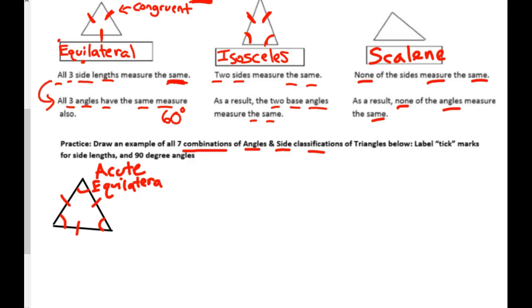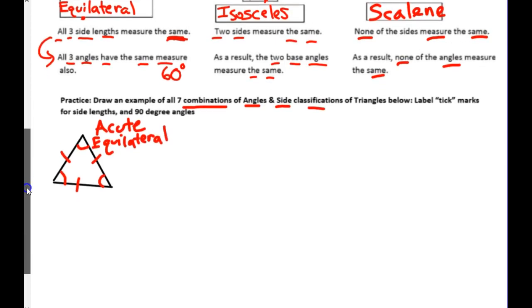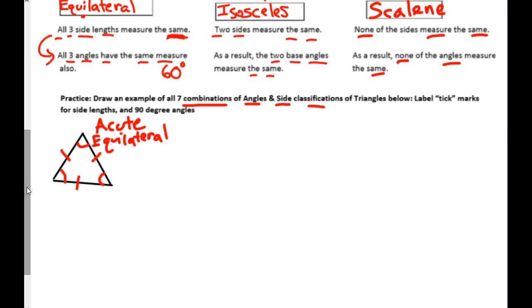Don't draw big, okay? They need to be reasonably small so you can get 7 triangles on this page, right? Alright, next, let's try to draw. Now, let me ask you a question. Can you make a right equilateral?